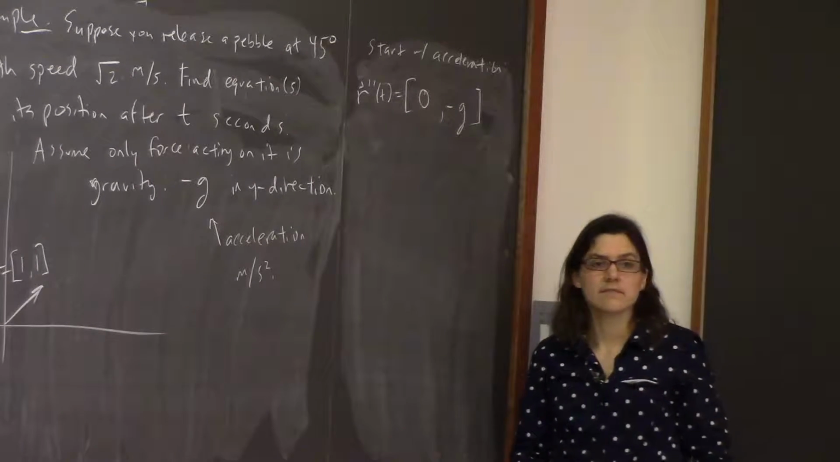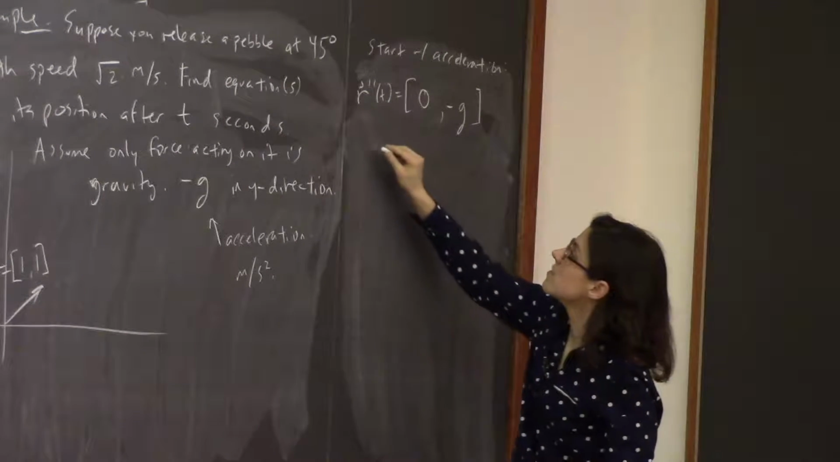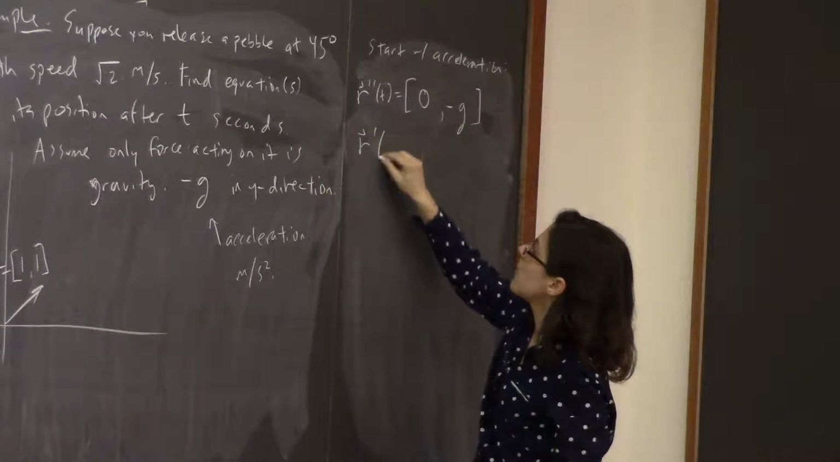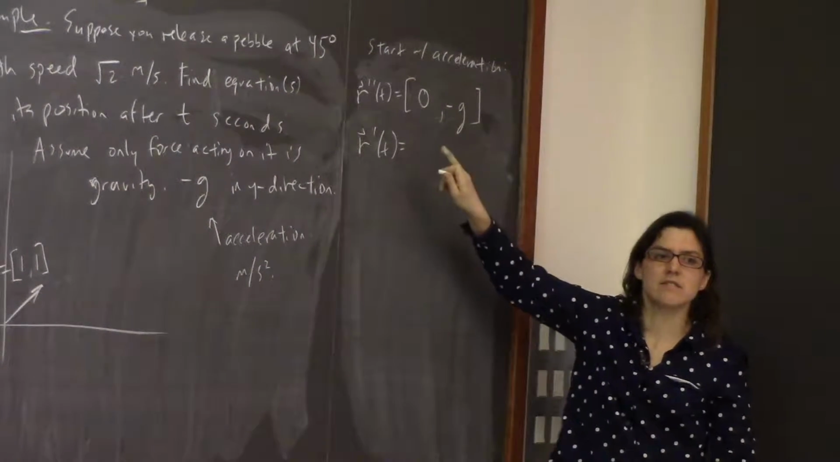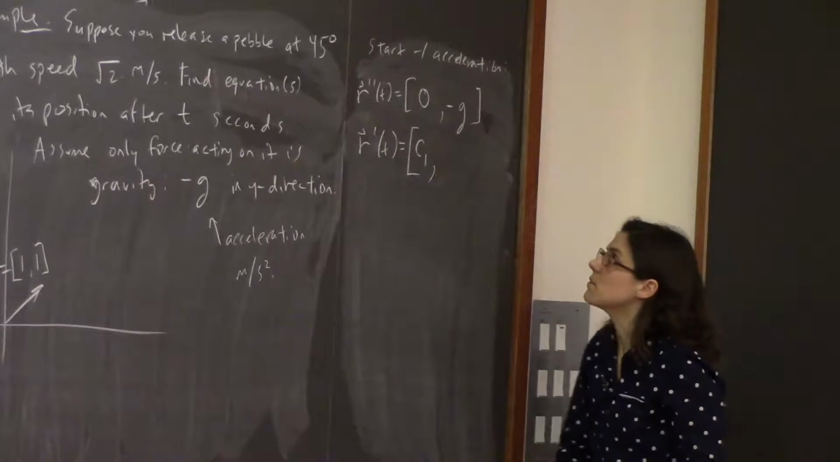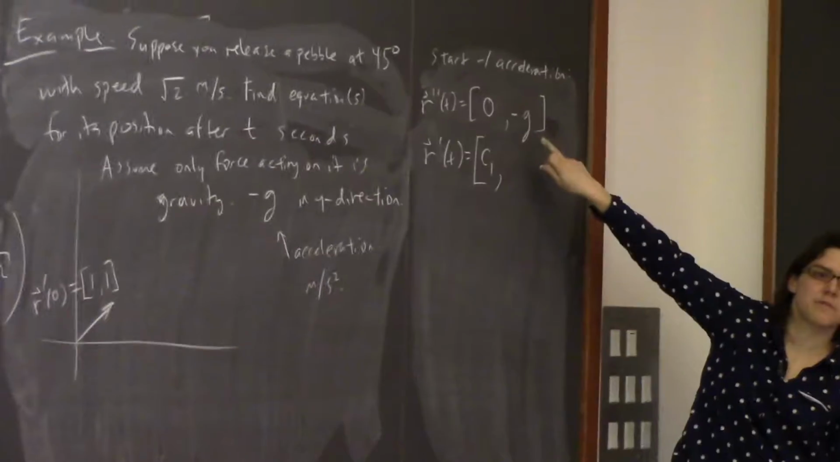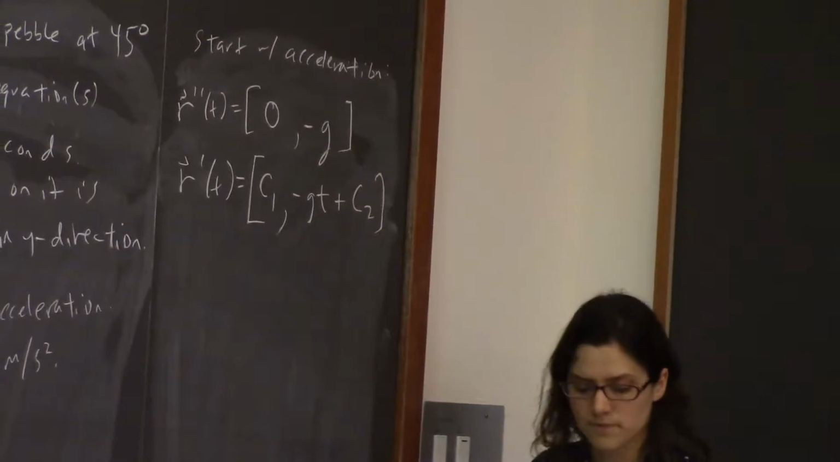Question? No? OK. So let's integrate this to find the velocity. We integrate this term by term. R prime of t, the integral of 0 with respect to t is 0 plus a constant, let's call it constant c1. The integral of negative g with respect to t is negative gt plus a constant. Let's call that constant c2.